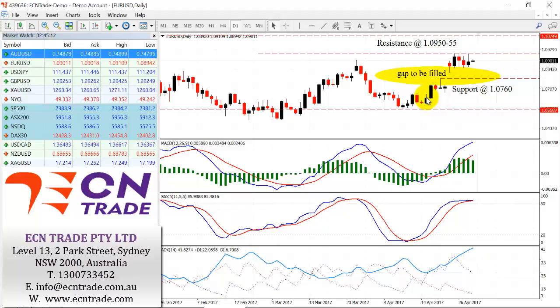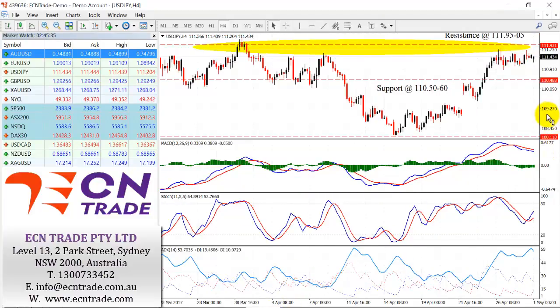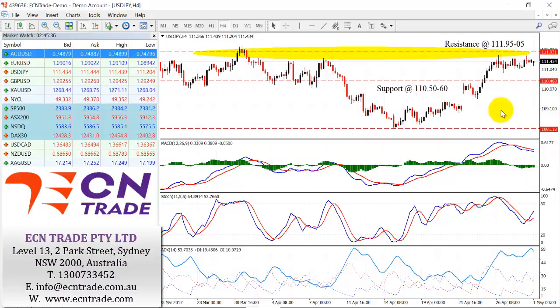With the euro, while we're still capped at 109.50, I do expect to see the gap filled that was created last week from the French election. The pullback can come in as deep as 107.60 and reassess from there. In the unlikely event we get a break above 109.50, we would see a surge up towards 110.60 to 111.20.